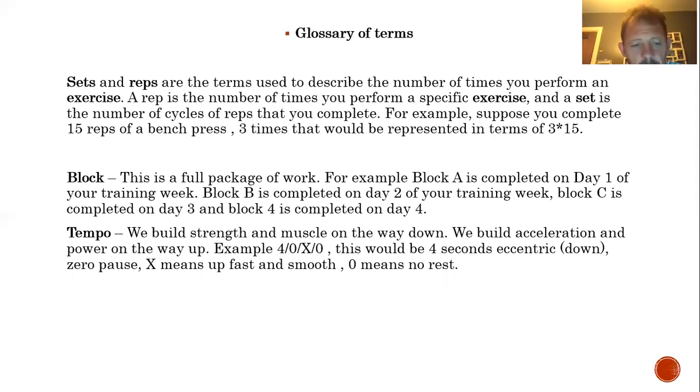And then the tempo. I didn't actually have any tempo on that last little one, but sometimes when we're doing exercises, I will have a tempo on it, okay? So let's just say we're talking about squat. If we did have bodyweight squats as an exercise within the RAP system, and if I had squat written down and it said tempo 40x0, that would mean essentially that we would go down on a count of 4, you would have a 0 pause, X means up as fast and as smooth as possible, and 0 rest on top again, okay? So essentially we build strength and muscle on the way down, and acceleration and power on the way up.